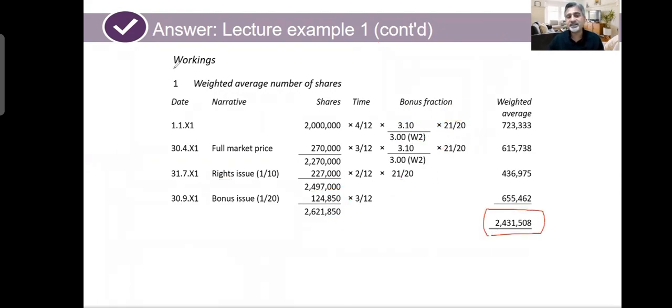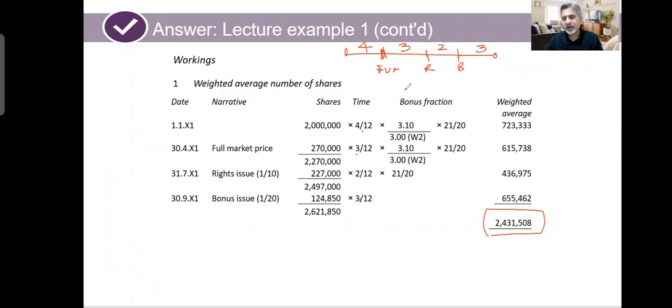This calculation, like I said before, is challenging. You need to understand the time periods. When you didn't have anything, after 4 months you gave the right issue. Here it is full market value to right issue and to bonus issue. This is 4 months from here to here, this is 3 months, this is 2 months, and from here to here, this is again 3 months.